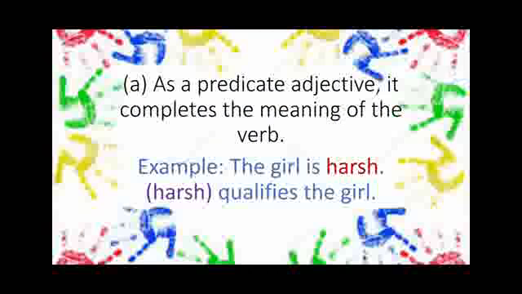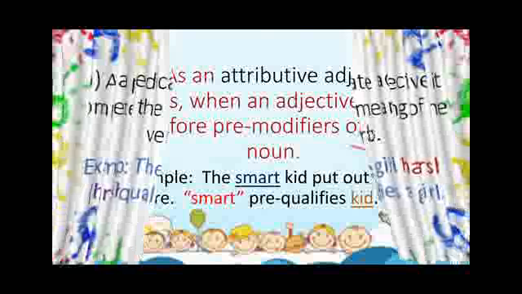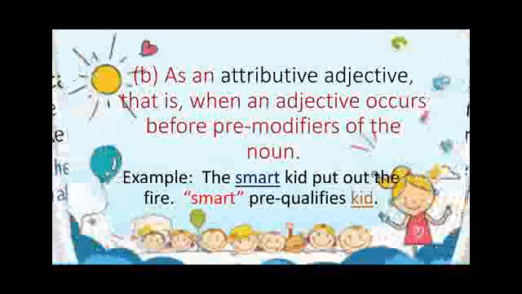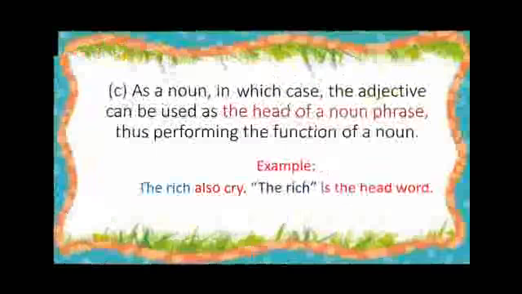As a predicate adjective, okay, the girl is harsh. Harsh is an adjective, of course. It qualifies the noun girl, but the position is predicative in nature. Adjectives can be attributive, okay, when it pre-modifies a noun. The smart kid put out the fire. Smart modifies the noun kid, okay.